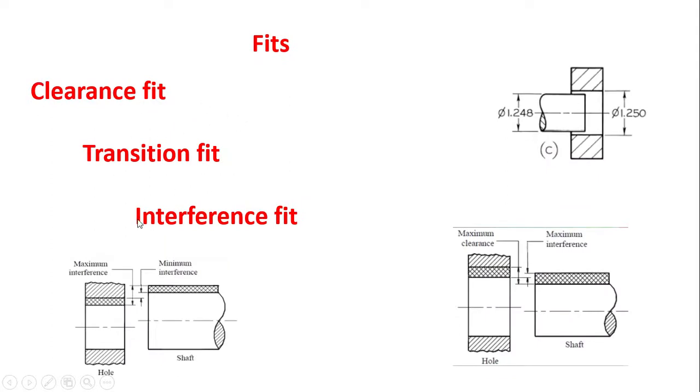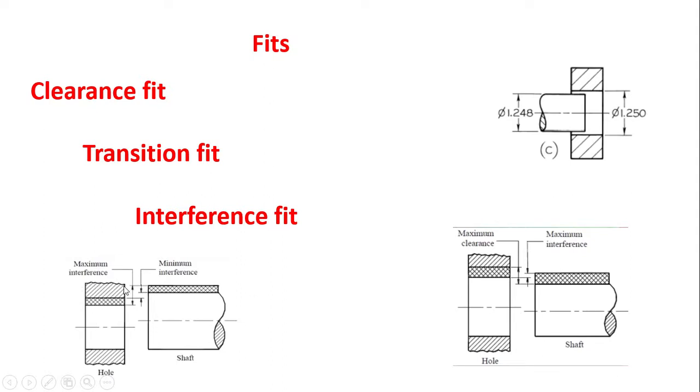One is clearance, transition, and the interference fit. Clearance fit means, for example, the hole diameter is 1.248 and the shaft is 1.250, so our shaft can easily pass through this. And then we can consider transition fit, so it has the upper and lower regions. The tolerance region will lie within the clearance region, so we can say it is transition fit. It can move, but there might be some slight friction.